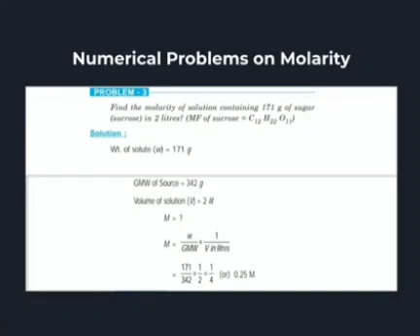How to calculate the gram molecular weight of sucrose from the given molecular formula? That means there are 12 carbon atoms. So 12 into 12, 12 is the atomic weight of carbon, plus 22 into 1, 1 is the atomic weight of hydrogen, plus 11 into 16, 16 is the atomic weight of oxygen, that is equal to 342. The given volume of the solution, capital V, is equal to 2 liters. Now we have to find out the molarity of the solution.